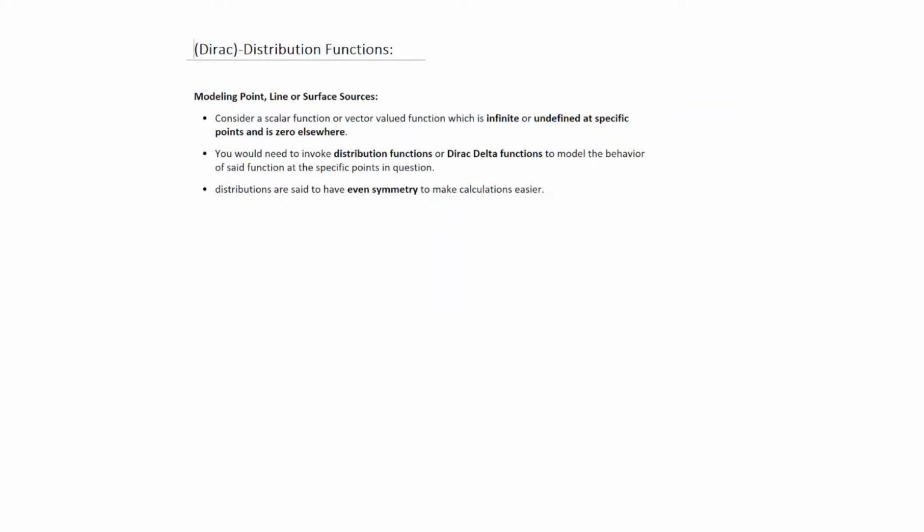Just a little bit more on Dirac distribution functions, for modeling point, line, or surface sources. Consider a scalar function or vector-valued function which is infinite or undefined at specific points and is zero elsewhere. That's basically the problem we're looking at. To model such a thing, you cannot use standard functional approaches. You need to invoke distribution functions, or what we call Dirac delta functions, to model the behavior of said function at the specific points in question.